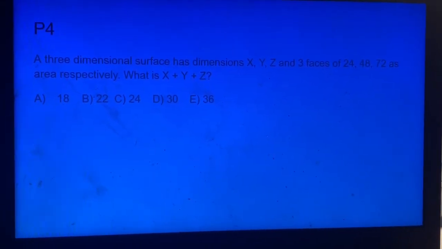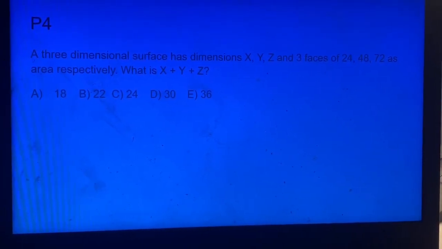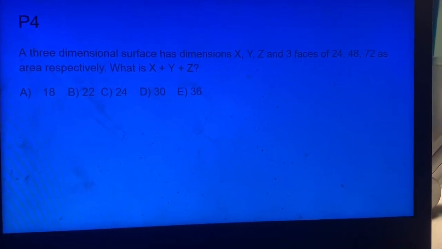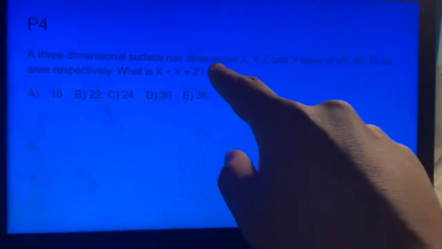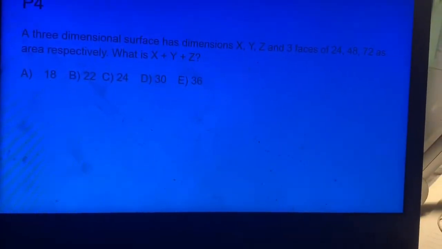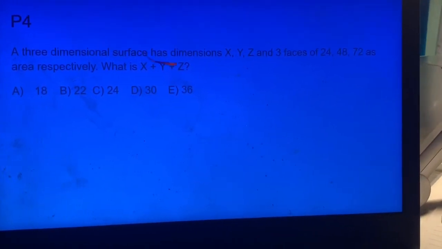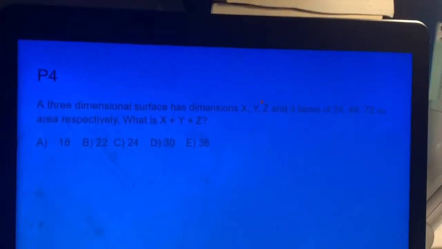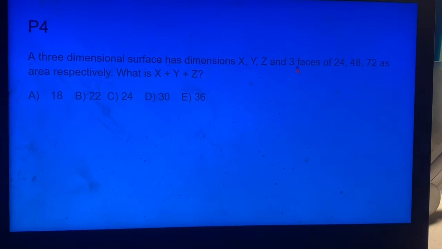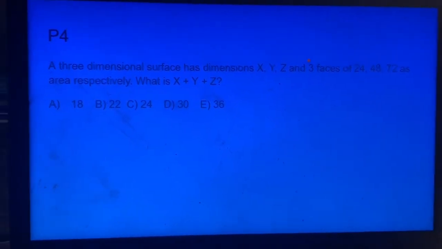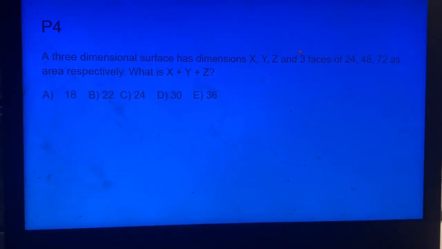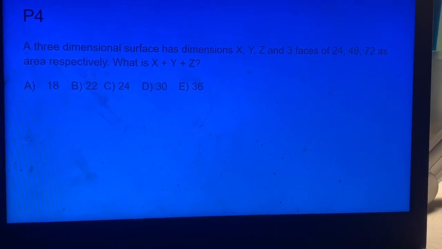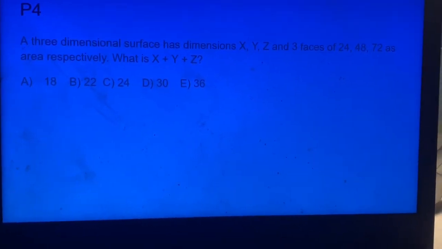A 3-dimensional surface has dimensions x, y, z, and 3 faces, where dimensions x, y, z means length x, width y, or height z, and the 3 face areas are 24, 48, 72 respectively. What is x plus y plus z?